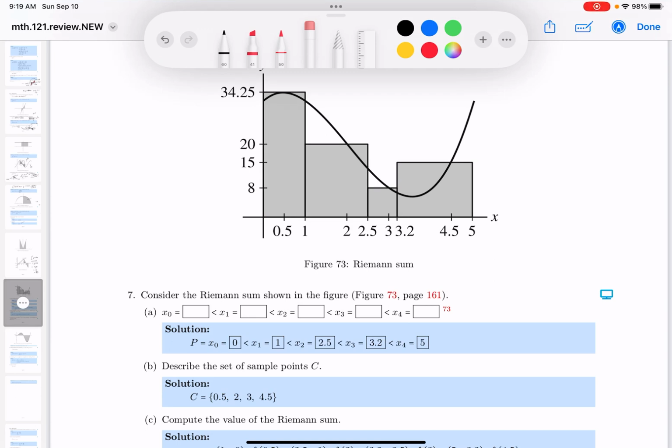Okay, so this one, looking at 7, they give me a picture. They say it's a Riemann sum. What I notice here, there's a curve. I do see that. I'm going to say that's the function. The other thing I notice is that they're trying to approximate this thing using rectangles. And this is what the Riemann sum is.